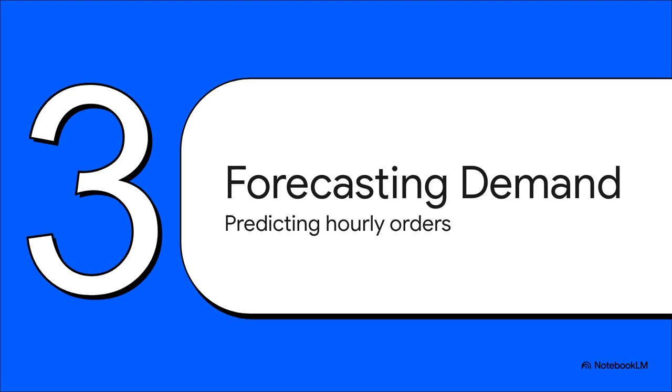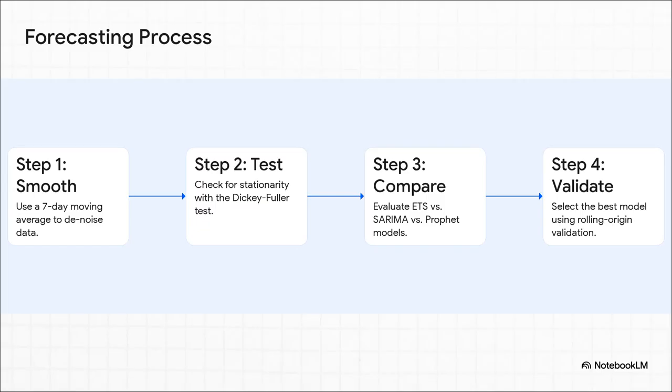Okay, so now that we've found these amazing clues, like that late-night rush, we can shift gears from discovery to prediction. This is the forecasting phase. This is where we use the past to get a clear look into the future. You know, building a really solid forecast follows a pretty clear playbook. First, we smoothed out the day-to-day noise in the order data. Then, we did a key technical check using something called a Dickey-Fuller test.